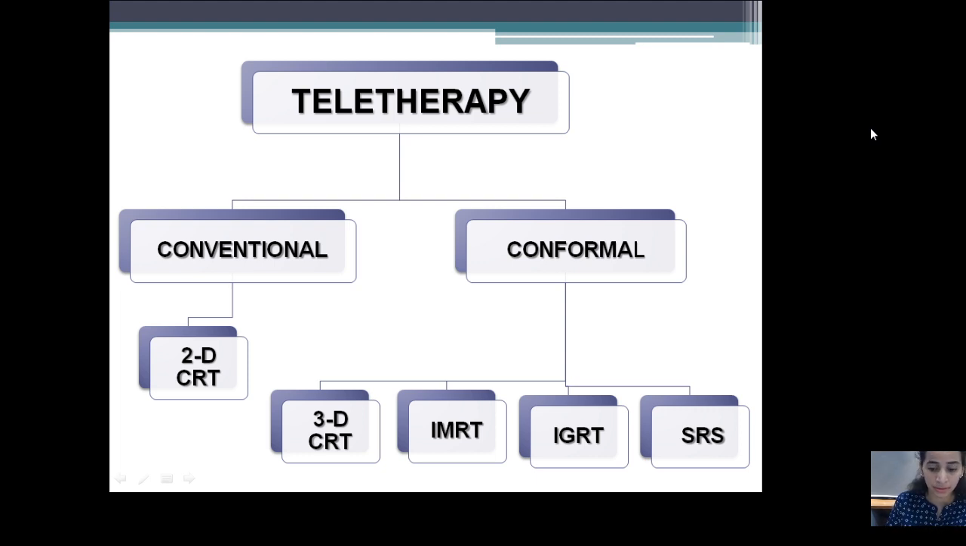Under conventional, we have 2D CRT. In 2D, we are planning the tumor volume in a 2D space, and then in 3D we are planning the tumor as a 3D product. And then in IMRT we have intensity modulated radiation therapy. IGRT is image guided radiation therapy. We have SRS, which is stereotactic radiosurgery.